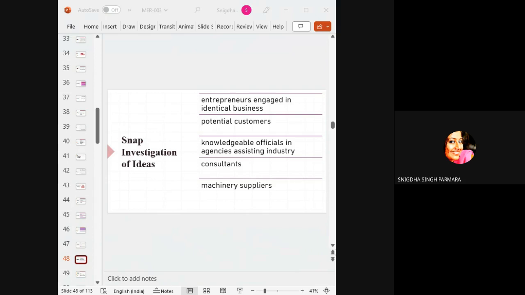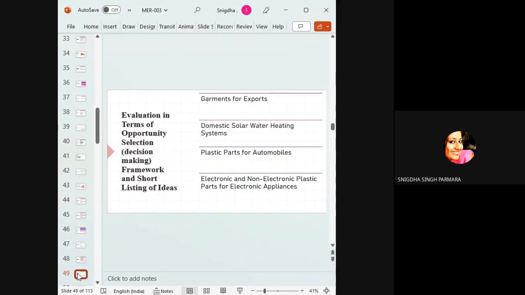So you need to figure out and talk about the entrepreneurs who are engaged in identical business. You need to talk about the potential customers that you are looking forward to. How many knowledgeable officials in agencies are ready or available to assist this industry? Are consultants out there? If yes, go meet them, figure out, get help. And the supplies, machinery suppliers or the raw material suppliers, are they available or not?